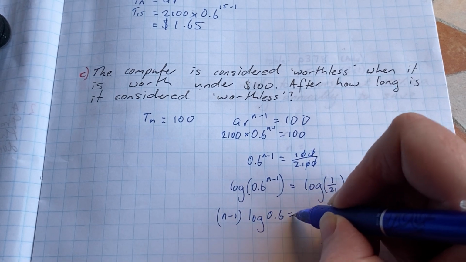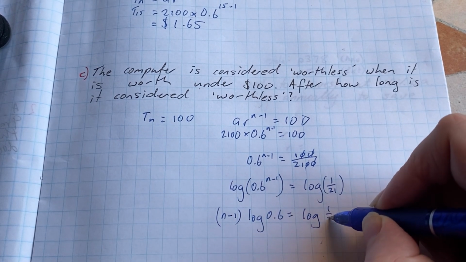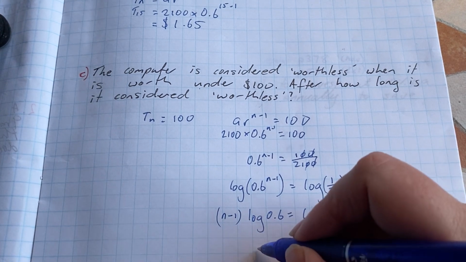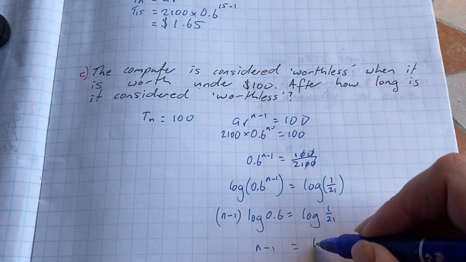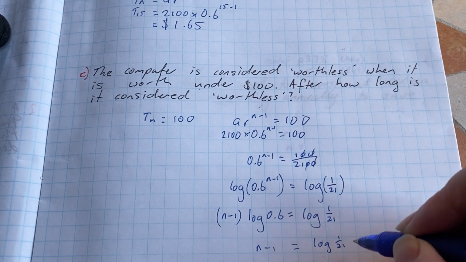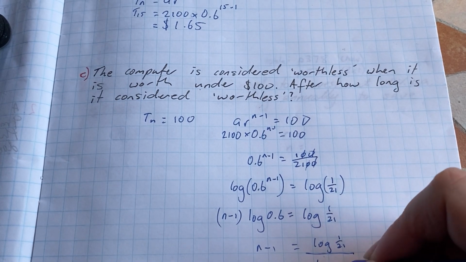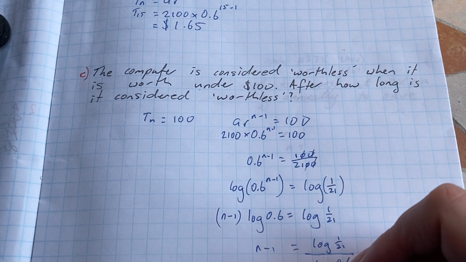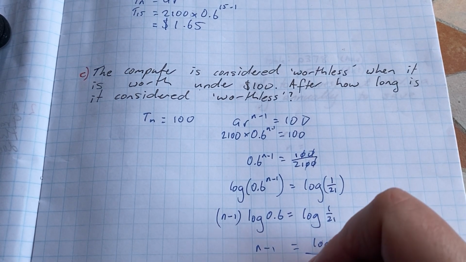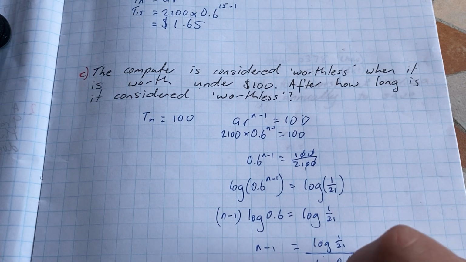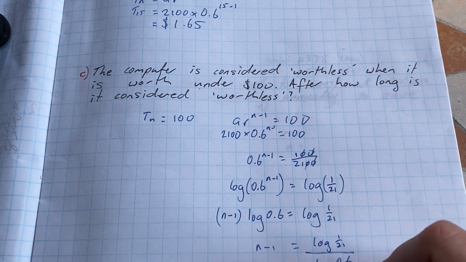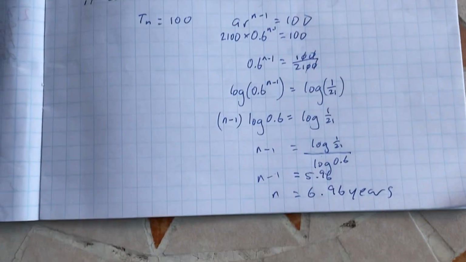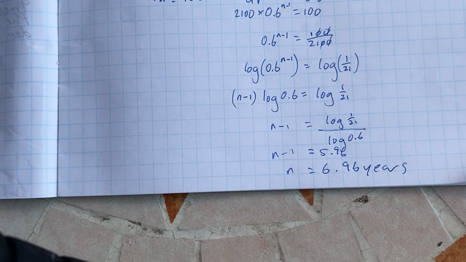So we end up with this. And then we can just divide each side by log 0.6. So we've got our log of 1 on 21 divided by our log 0.6. Just throw that in your calculator, you get 5.96 for n minus 1. Add the 1, n equals 6.96 years. Sorry, my camera got a little bit out there.